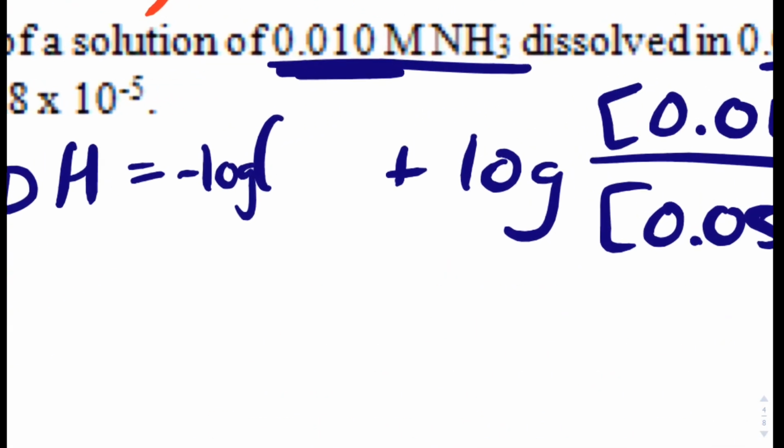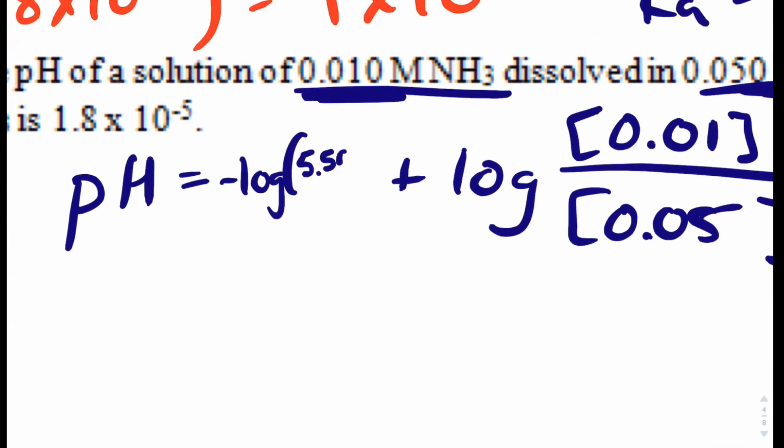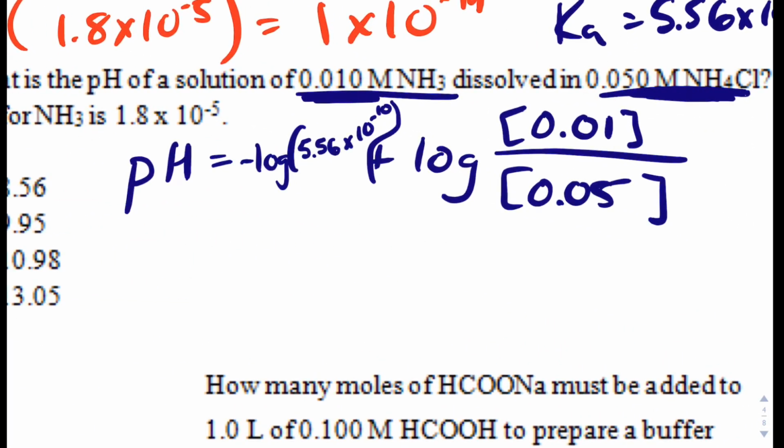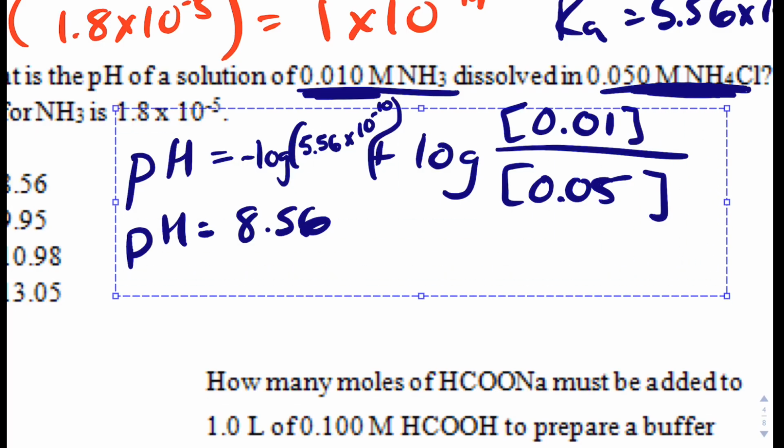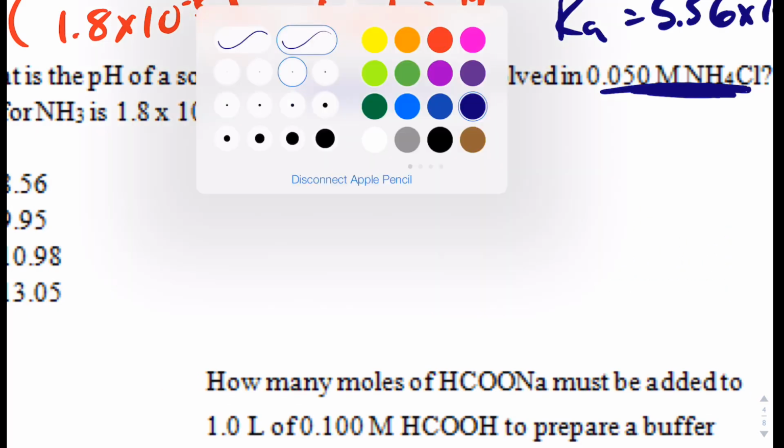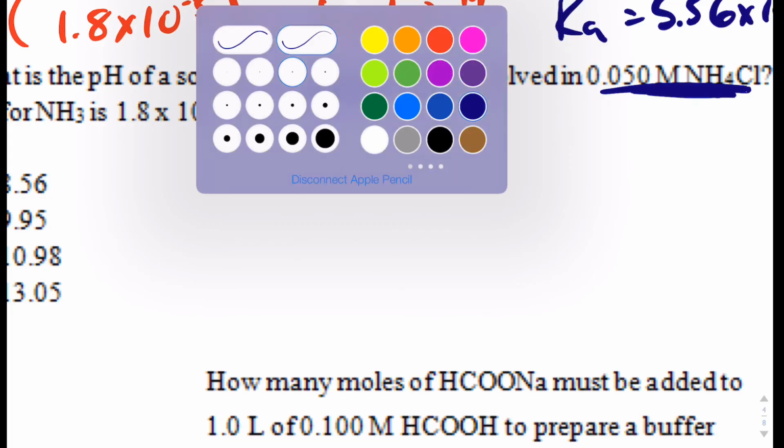So I'm going to write this a little bit smaller, 5.56 times 10 to the minus 10, and I apologize that this is a little bit sloppy. Okay, and if I plug that into my calculator, minus log 5.56 times 10 to the minus 10 plus log of 0.01 divided by 0.05, my pH equals 8.56. So just showing you that Henderson-Hasselbalch does work. Now, I could even do it a different way. It's all the same math. There's just a lot of ways to do this.